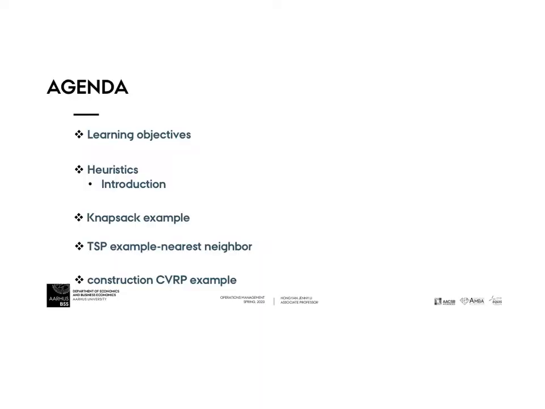So the agenda of today: we start from the learning objectives, then let's see what is heuristics. Then we talk about the knapsack problems, traveling salesman problem, and capacitated vehicle routing problem. It's actually something missing here. I actually also add a next question. So actually, it's a workload smoothing problem.